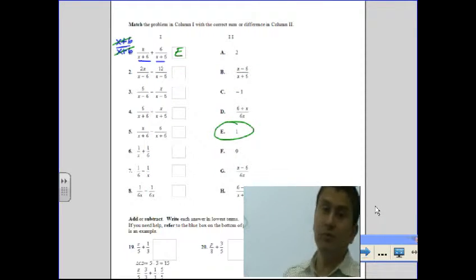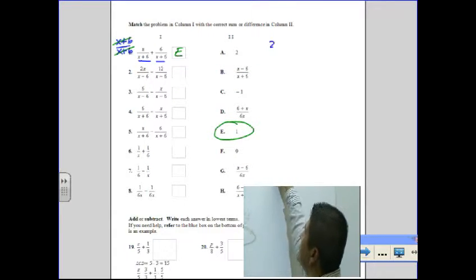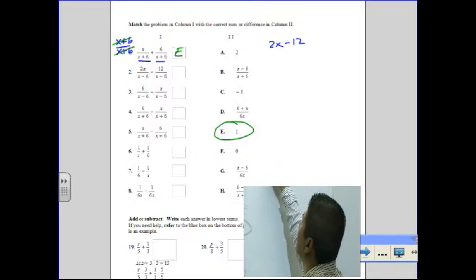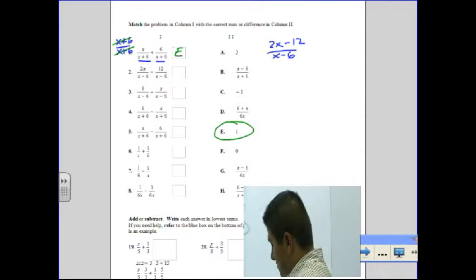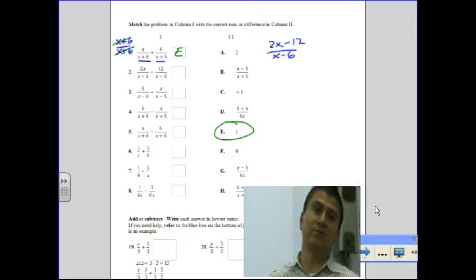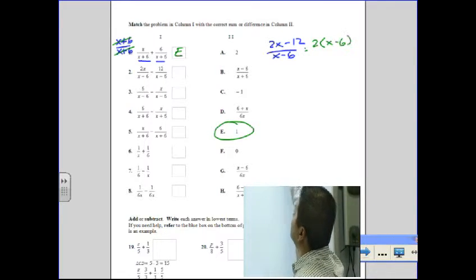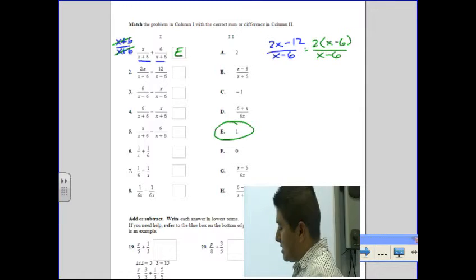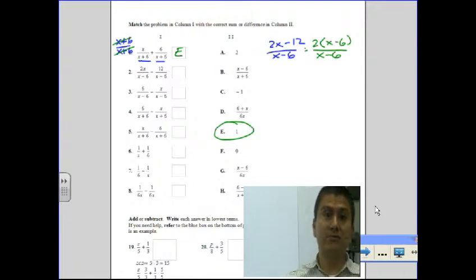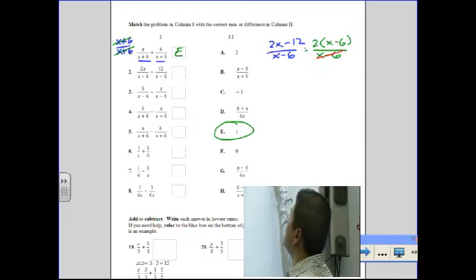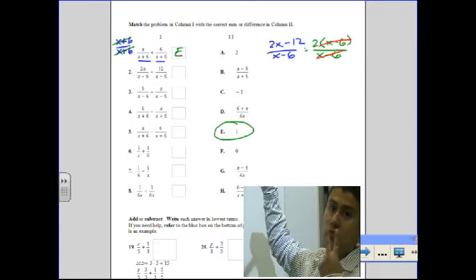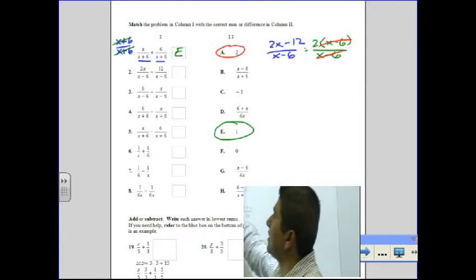Alright, check out number 2. Number 2 says this, 2x minus 12 over x minus 6. Well, on this one we can factor. You can take a 2 out of the top. So take out a 2, and you get x minus 6. On the bottom, you get x minus 6. And you'll notice that once again, the x minus 6's cancel off, leaving you with only 2. So my answer is A.